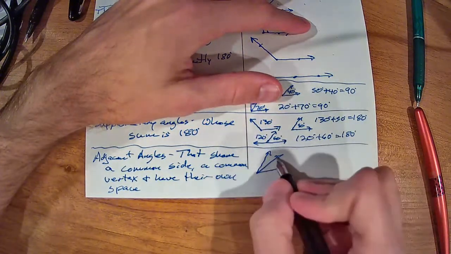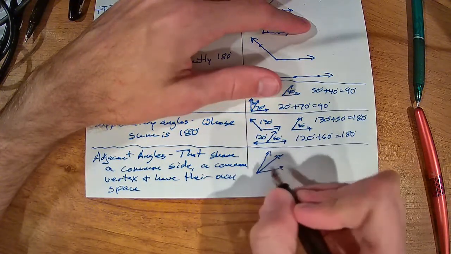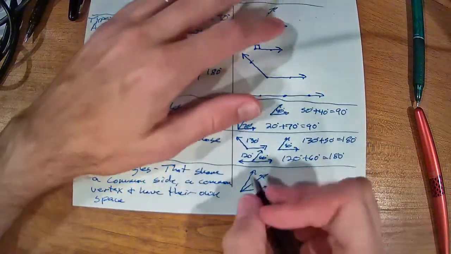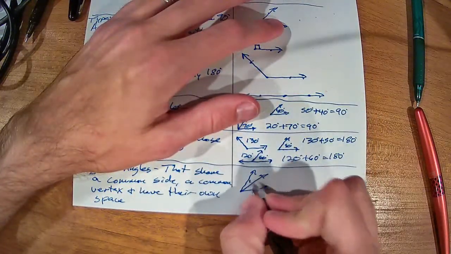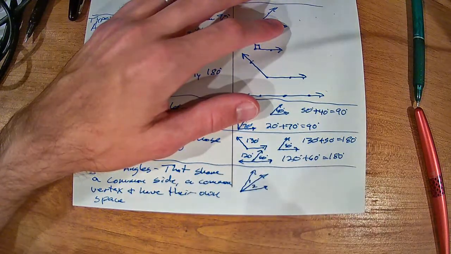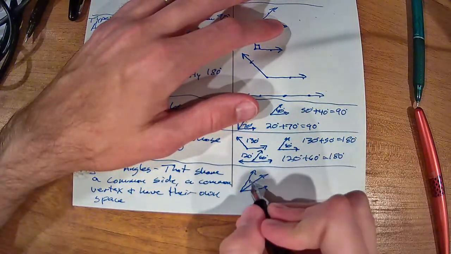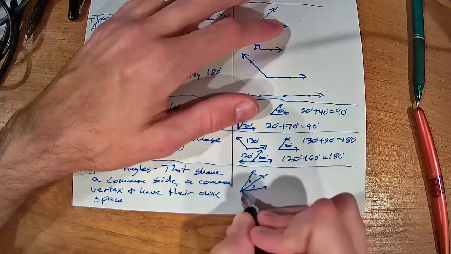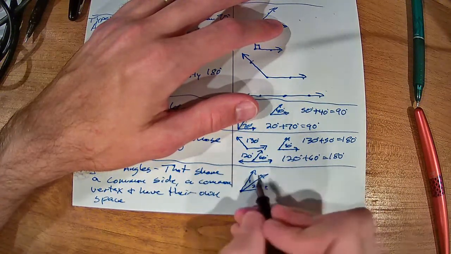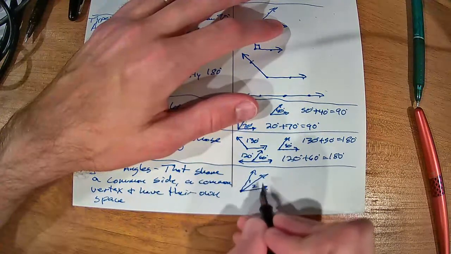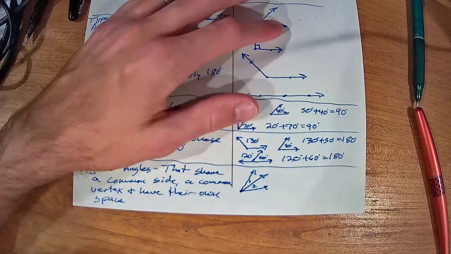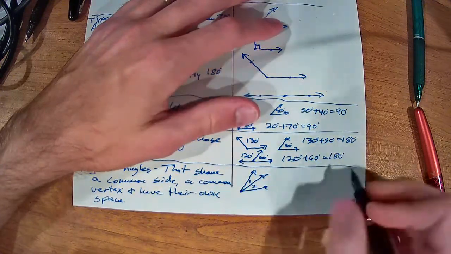Right? Notice here's the common side that they share, and I'm going to name these angles. Sometimes we can name angles like this by points. Sometimes we can name them like this. We can call them, say, angle 1 and angle 2. So if angle 1, notice here's the side that it shares with angle 2. Here's the common vertex that they share. And notice angle 1's space, its interior, is completely separate from angle 2's interior. So those are adjacent.